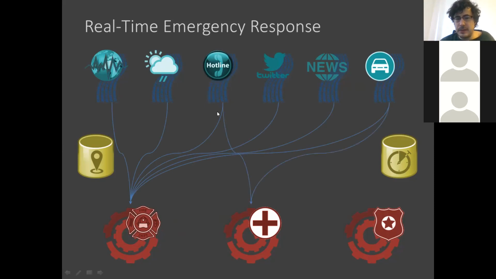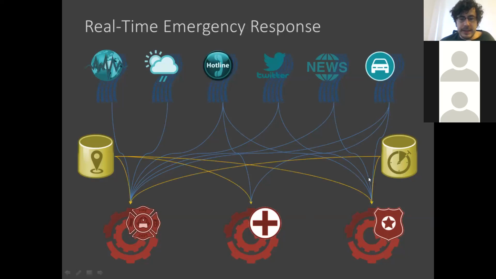Maybe the health service is only interested in the hotline information and the traffic to make sure their ambulance gets there. And let's say that the police department's more interested in the last four here. As well as that, they need information perhaps from the databases with respect to the timeline of events or the locations, the maps. And let's say as well that there's some interdependence between these different services. So the fire department might need to inform the health service or the police department about certain things that are happening. The police department might need to inform the hospitals about accidents and so forth.